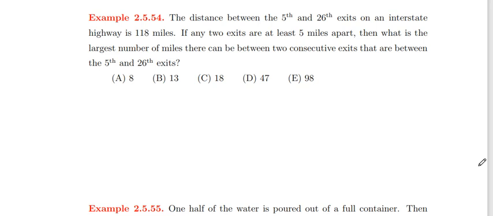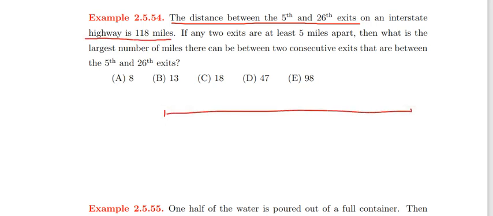Okay. So there's a problem. The distance between the 5th and 26th exit on an interstate highway is 118 miles. So here 118 miles. So this is the 5th, then the 6th, like that, right? So here is 126. Okay.